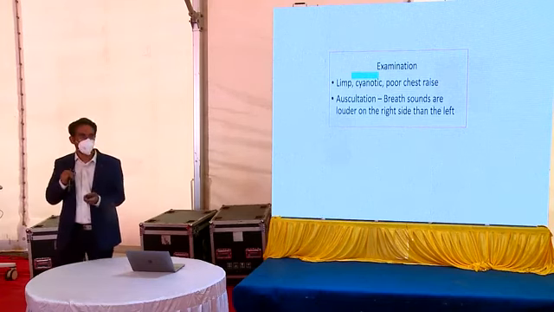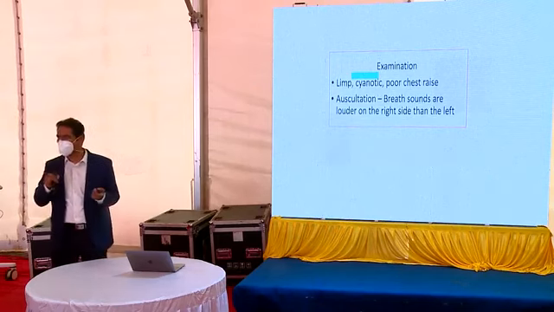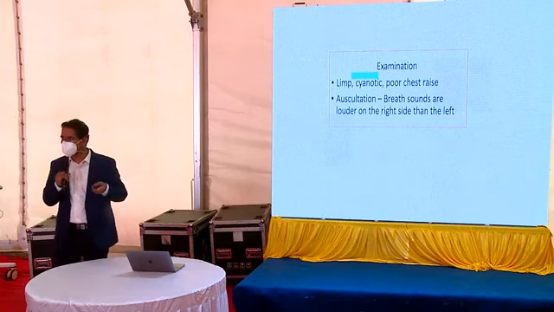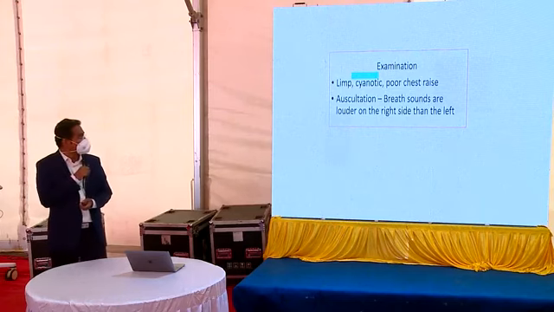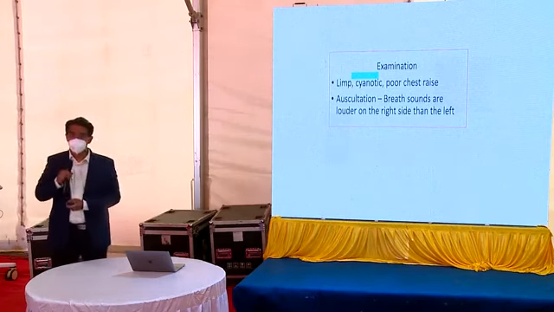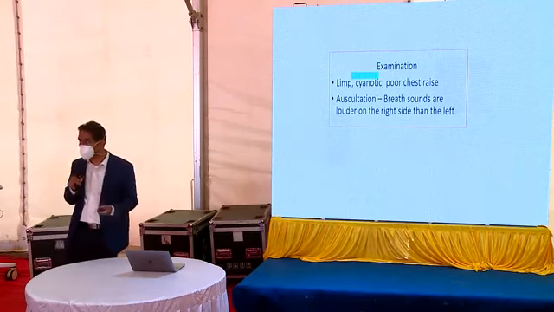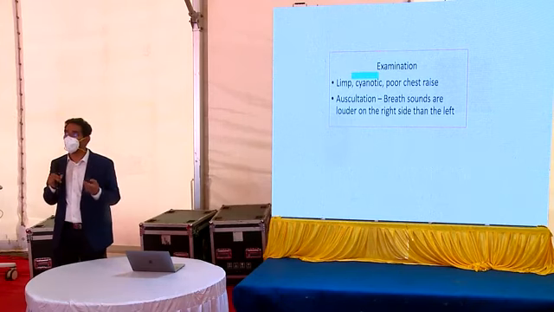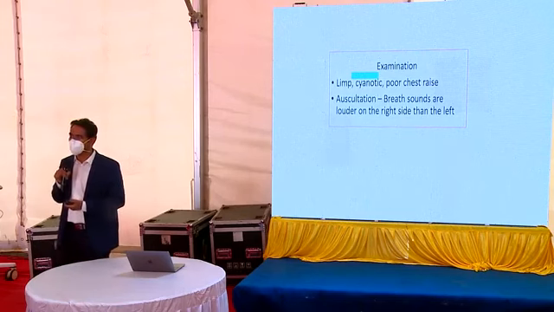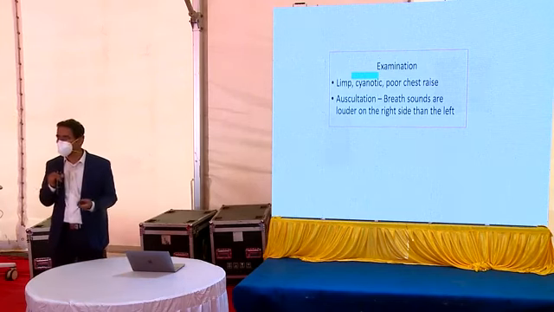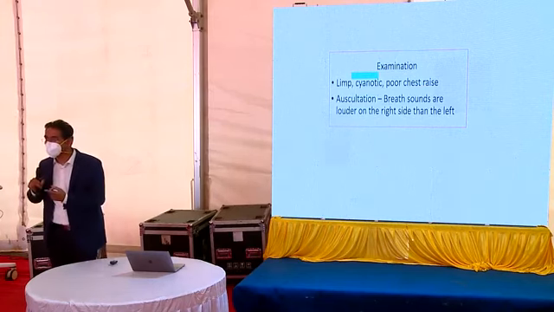Of course, the entire spectrum of DOPE is still possible, from ET leak, displacement to equipment failure, circuit leaks, all these things. But probably one of these things is most likely to be the cause. You examine the baby: the baby is limp, cyanotic, has poor chest rise. Auscultation is one thing that we often don't do whenever there is such an acute deterioration. So I encourage all of you not to miss that very vital step. Breath sounds are louder on the right side than the left side. So with this, can you narrow down your differential diagnosis? Yes, pneumothorax and tube displacement.